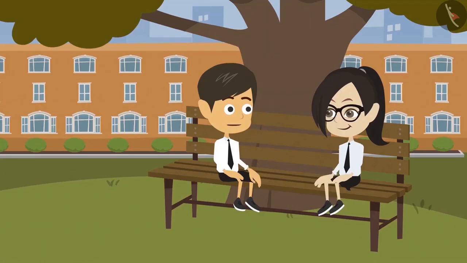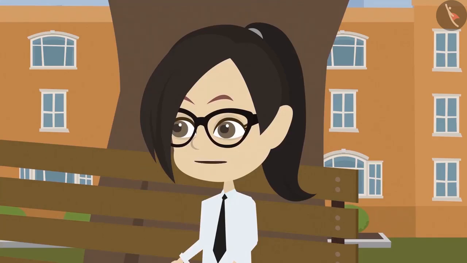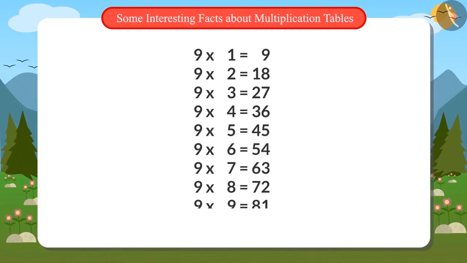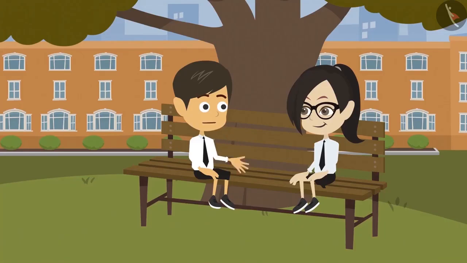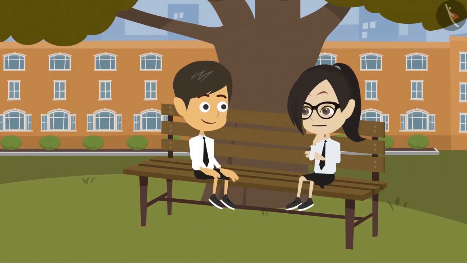Okay, at first, I will tell you interesting facts about the multiplication table of 9. Okay, please tell me. This is the table of 9. The next number in the series is 18. If we add both the digits of the number, 1 and 8, the answer is 9. Similarly, if we add the digits of any other number from the multiplication table of 9, the answer will be 9. Really? I don't believe it.